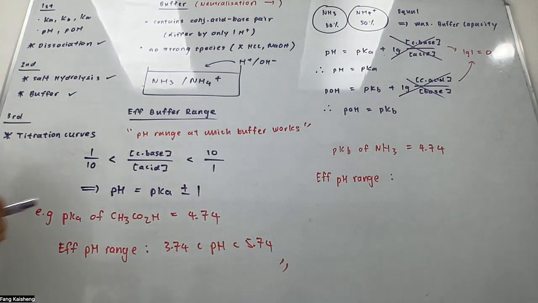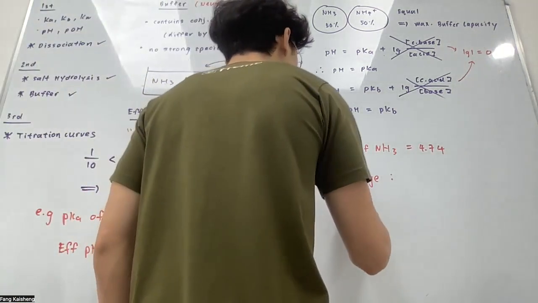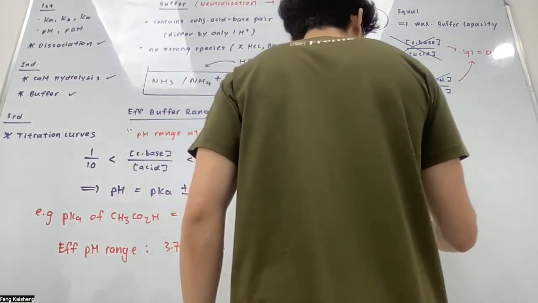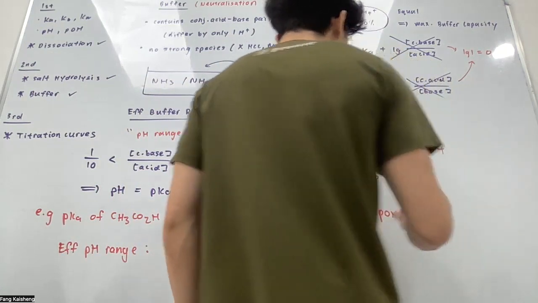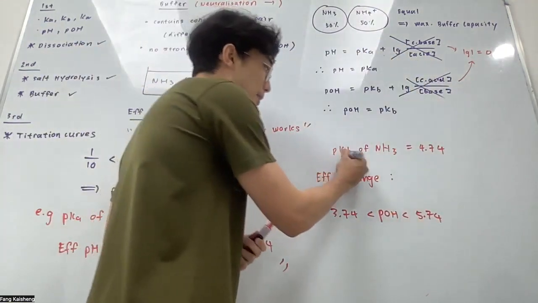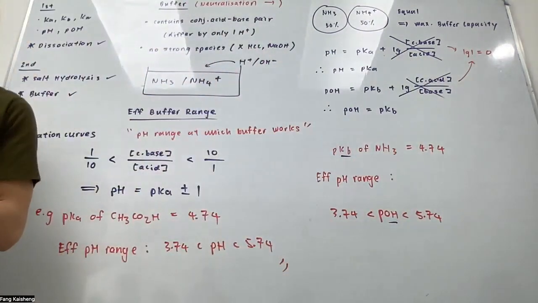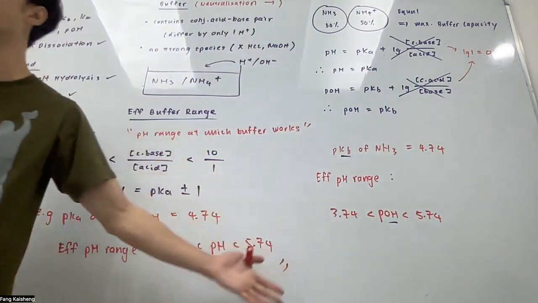Okay, so you do the plus minus 1, right? It's 3.74 to 5.74. But guys, is this the pH of everything? Yes. Okay, go ahead, highlight the notes. If they give you pKb, please take note. It's 4.0. But they want the effective pH range, so that's what I do here.